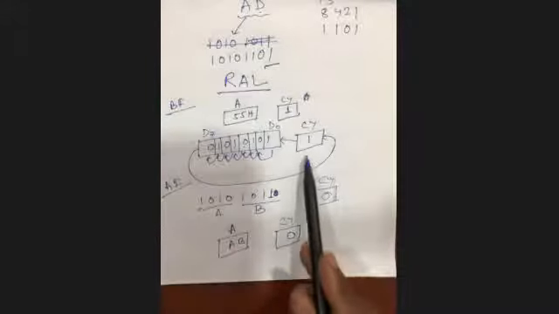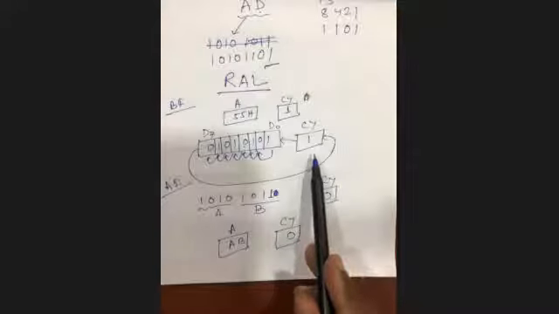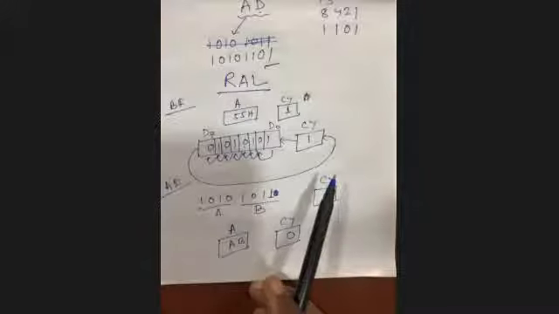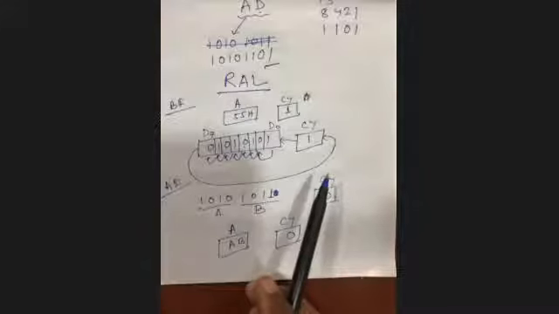D7. The D7 bit is called the sign magnitude bit. So if, after the instruction, the carry flag is set, then the number is called a negative number. If the carry flag is reset, then the number is called a positive number. Is it clear? Yes, sir.